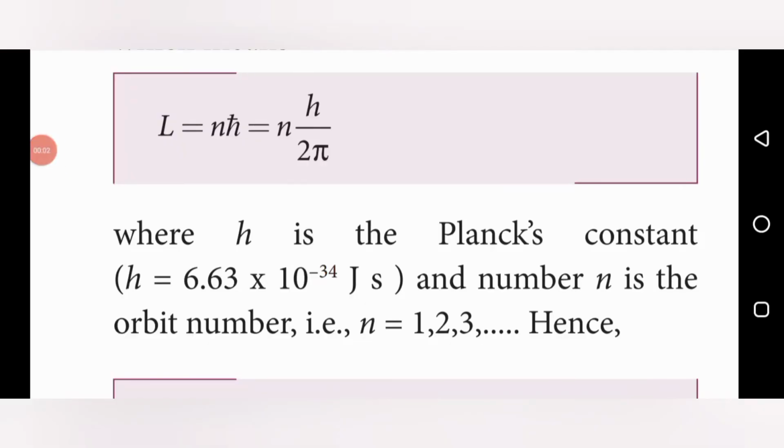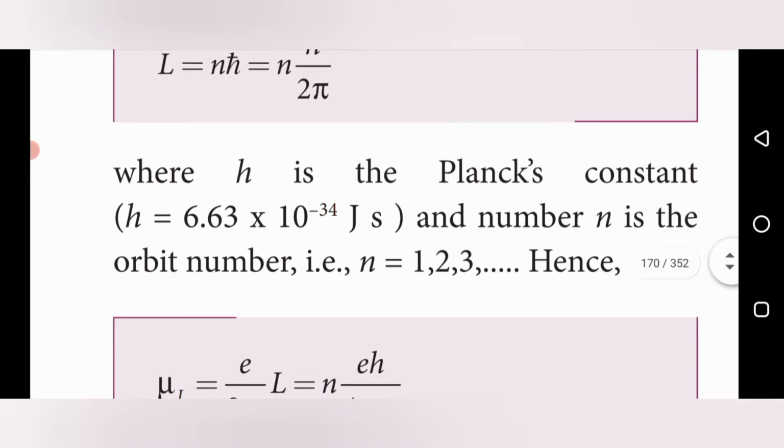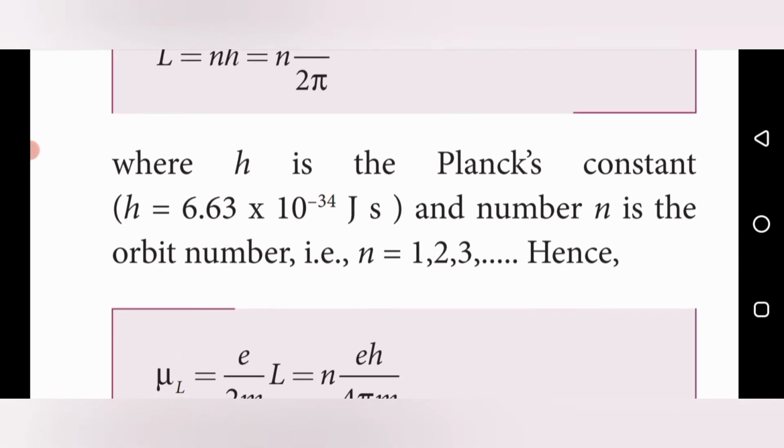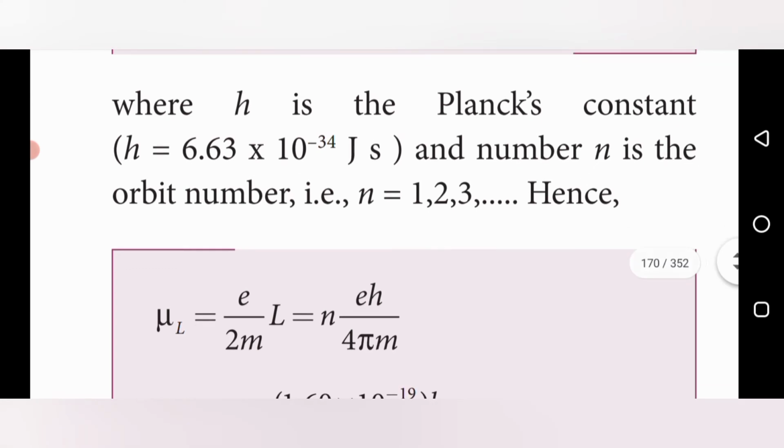Now, if we find the minimum magnetic moment, L is equal to n h bar, which is equal to n h by 2π. h is Planck's constant, whose value is 6.63 × 10^-34 joule second, and n is the orbit number. n is equal to 1, 2, 3, 4 and so on.